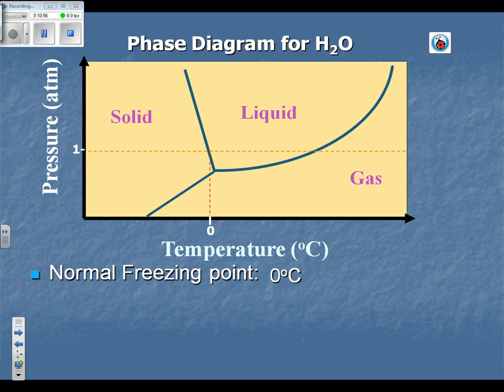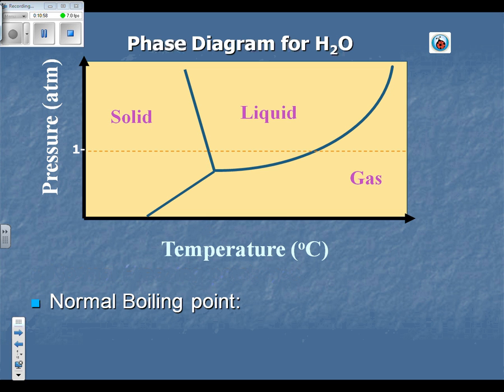If I wanted to find the normal boiling point, I would not go to the solid-liquid line. I need to go to what line? The liquid-gas line, or liquid-vapor line. And look at the corresponding temperature, and that's 100 degrees C for water. And that's how you're going to find your normal points.